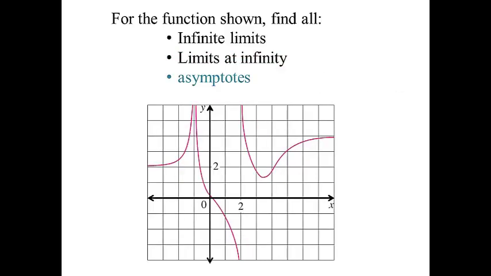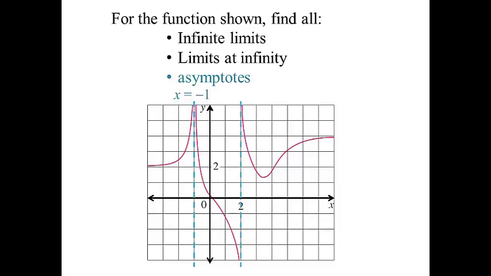Now the last thing we want to do is talk about asymptotes, and these asymptotes are going to occur, verticals are going to occur at places where there are infinite limits, and horizontals are going to occur for limits at infinity. So that kind of ties our two ideas together. So we have a vertical asymptote at -1, and we saw at -1 the limit as x approached -1 was infinity.